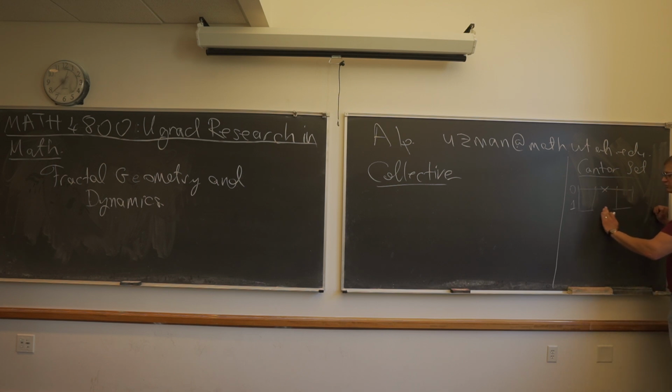And then at the next stage, you do the same thing to each one of these pieces. Okay? So now you divide this piece into 3 pieces, get rid of the middle piece, and now you have this and this, and then you do the same thing here.